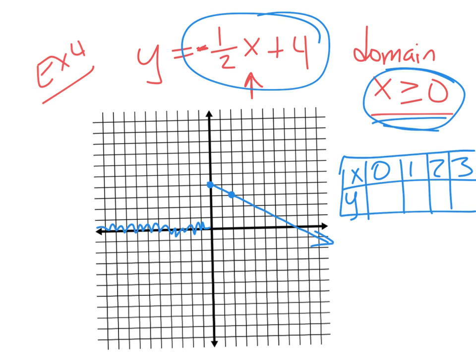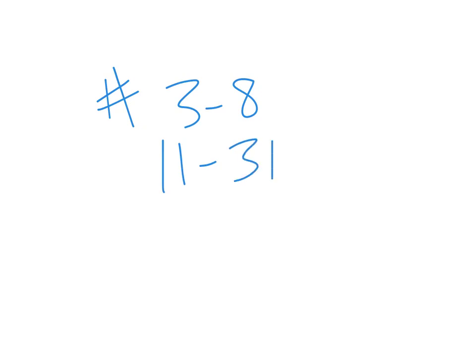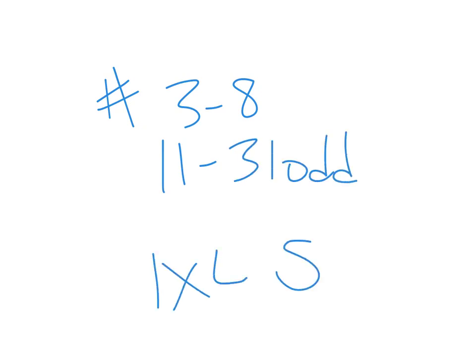That's essentially the lesson. I don't think I assigned you any word problems. No, I didn't. So that's all I'm going to lecture on today. You need to do numbers 3 through 8, all of them, and then 11 through 31, just the odds, and then work on IXL S7.